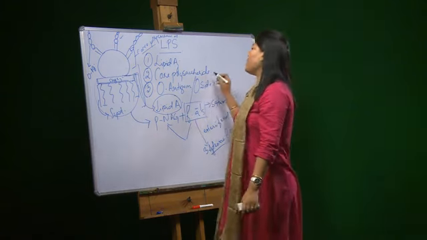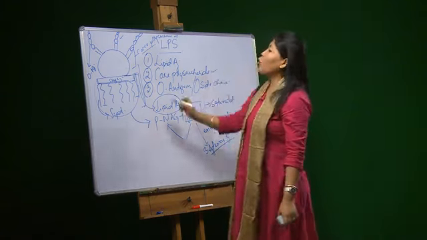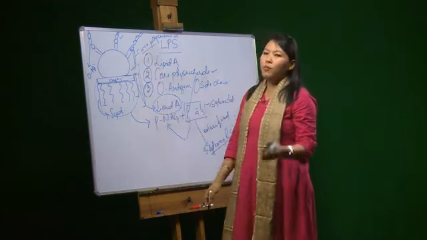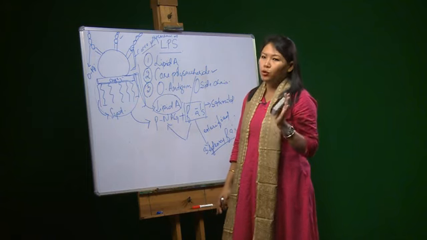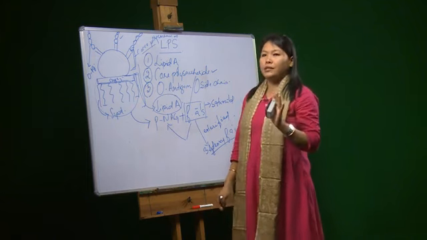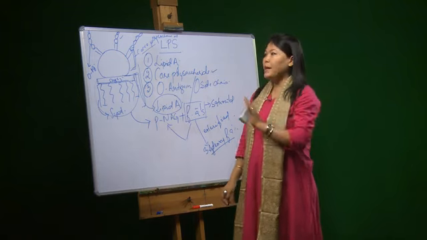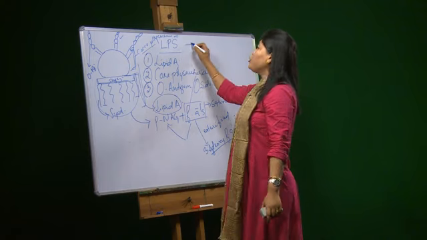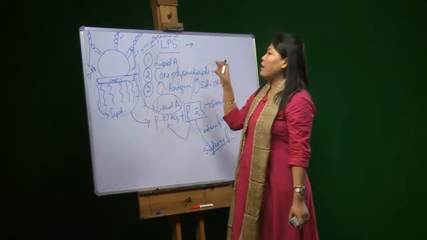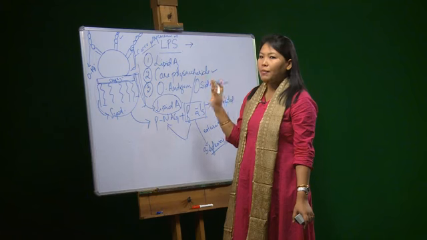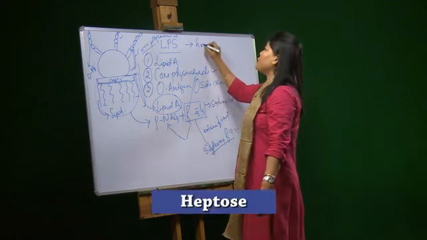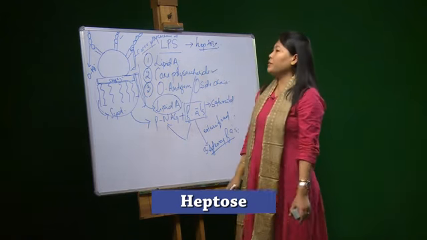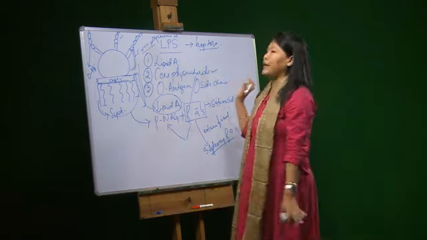Next is the core polysaccharide. This core polysaccharide is also composed of sugars. Sometimes some proteins and amino acids may also be present, but it depends on which type of gram-negative bacteria it is. A very unusual sugar which is present in the core polysaccharide of the gram-negative bacteria is heptose, a heptose sugar.